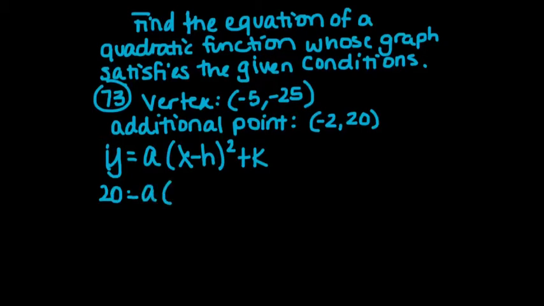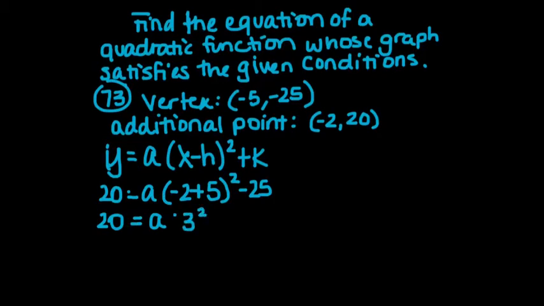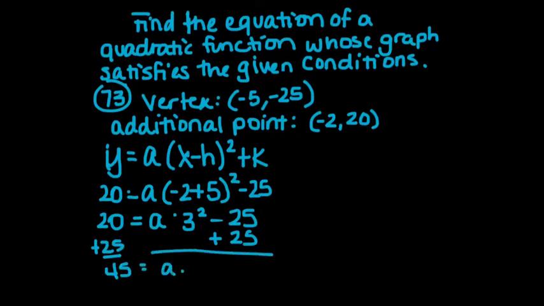equals a times the quantity, negative 2 minus a negative 5 is the same as negative 2 plus 5 squared, minus 25. So I have 20 equals a times negative 2 plus 5 is 3. So that's times 3 squared minus 25. I can add my 25 to both sides. So this leaves me with 45 equals a times 3 squared. 3 squared is 9, so I have 45 equals a times 9. Divide both sides by 9, and I find that a is 5.